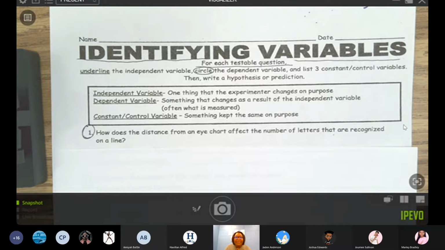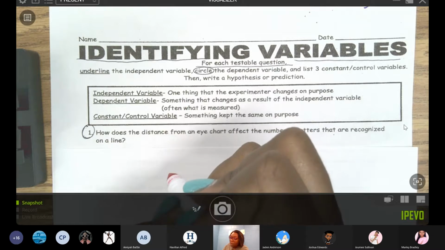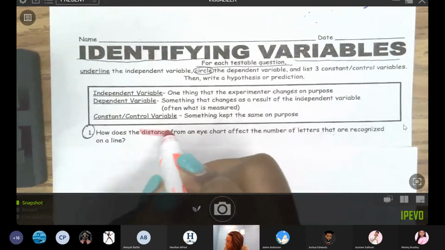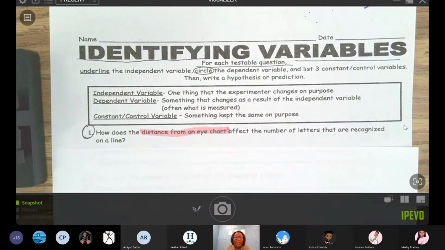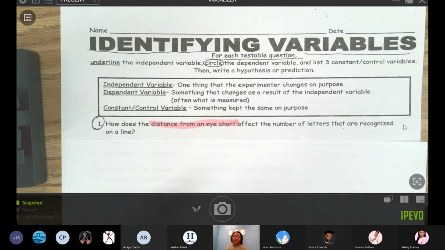Does anyone want to turn on their mic and make a guess? What are we actually changing here? The distance from the eye chart, that is my independent variable. The distance from the eye chart is my independent variable because I have control over changing that. If I go closer to that chart, I'll probably be able to see more letters. If I go farther away from that chart, I'll be able to see less letters. So that's my independent variable.